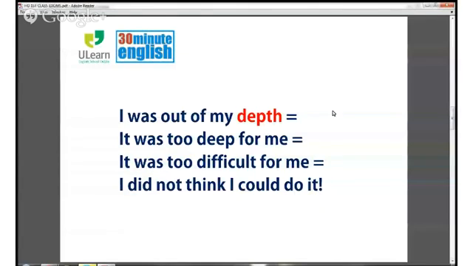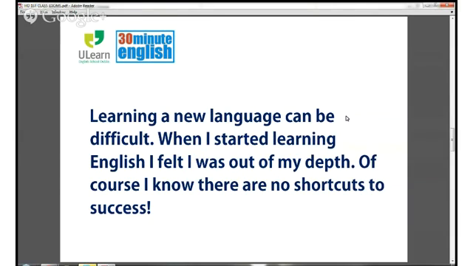So I'll continue with the idiom lesson just to give you a better idea of what we're doing. Okay, so I'll go back over here. We're back into this. So we'll continue. We're back into the first quotation, the first extract. Learning a new language can be difficult. When I started learning English, I felt I was out of my depth. Of course, I know there are no shortcuts to success. So at the beginning of this little lesson, I told you that this was the second idiom. Okay, so let's take a closer look at that right now.